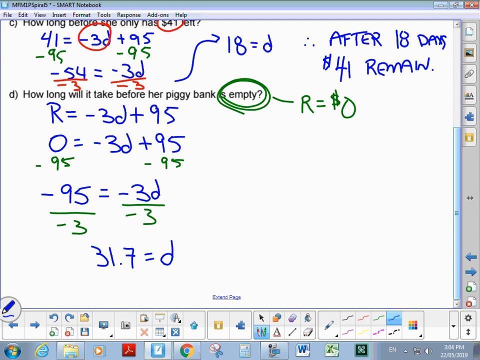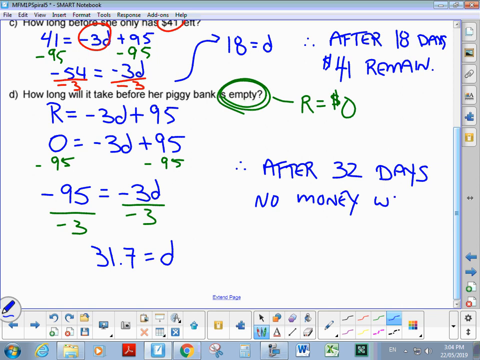So what does that mean? It means that 3 doesn't go into 95 evenly. So even if she doesn't take out 3 every day, we can say, therefore, after 32 days, so that's 1 month, no money will remain.